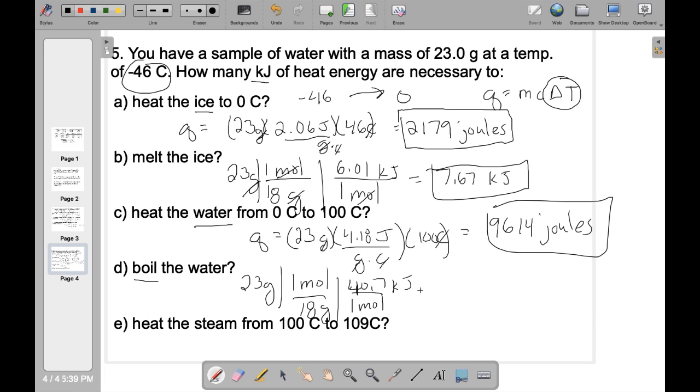Okay. Now I do the math. Look at that. Moles cancel, grams cancel. I'm going to end up with kilojoules. My number is going to be around 52.05 kilojoules.